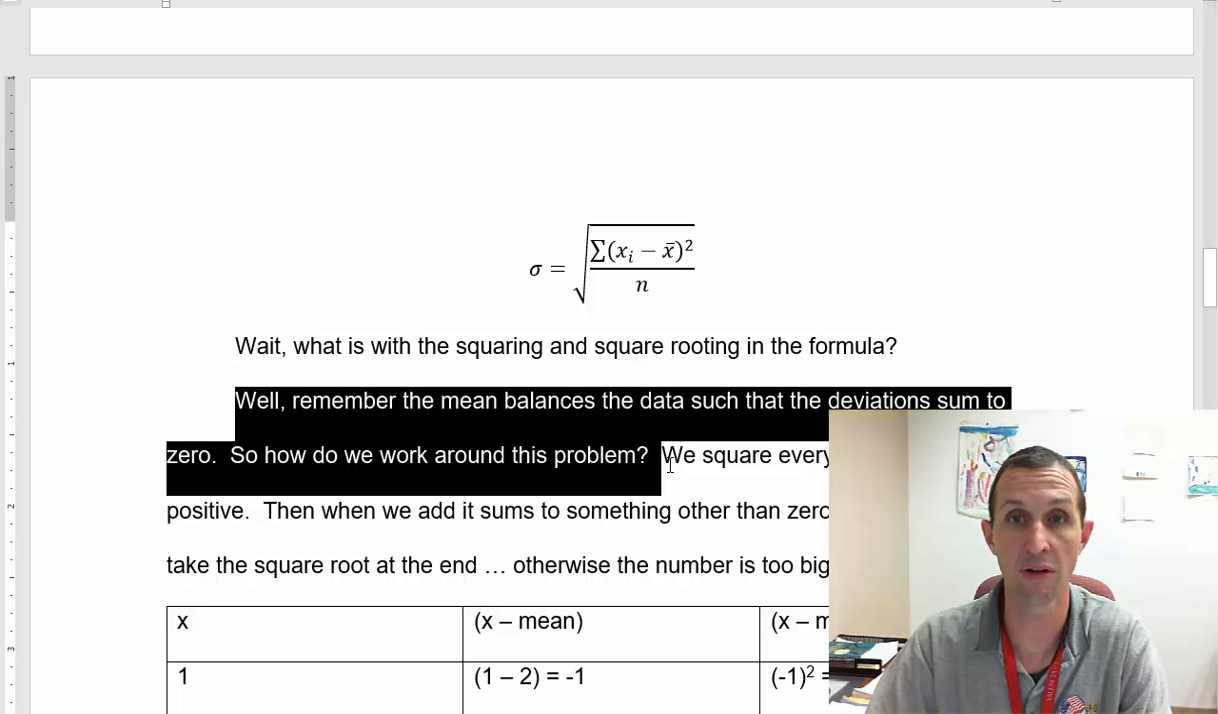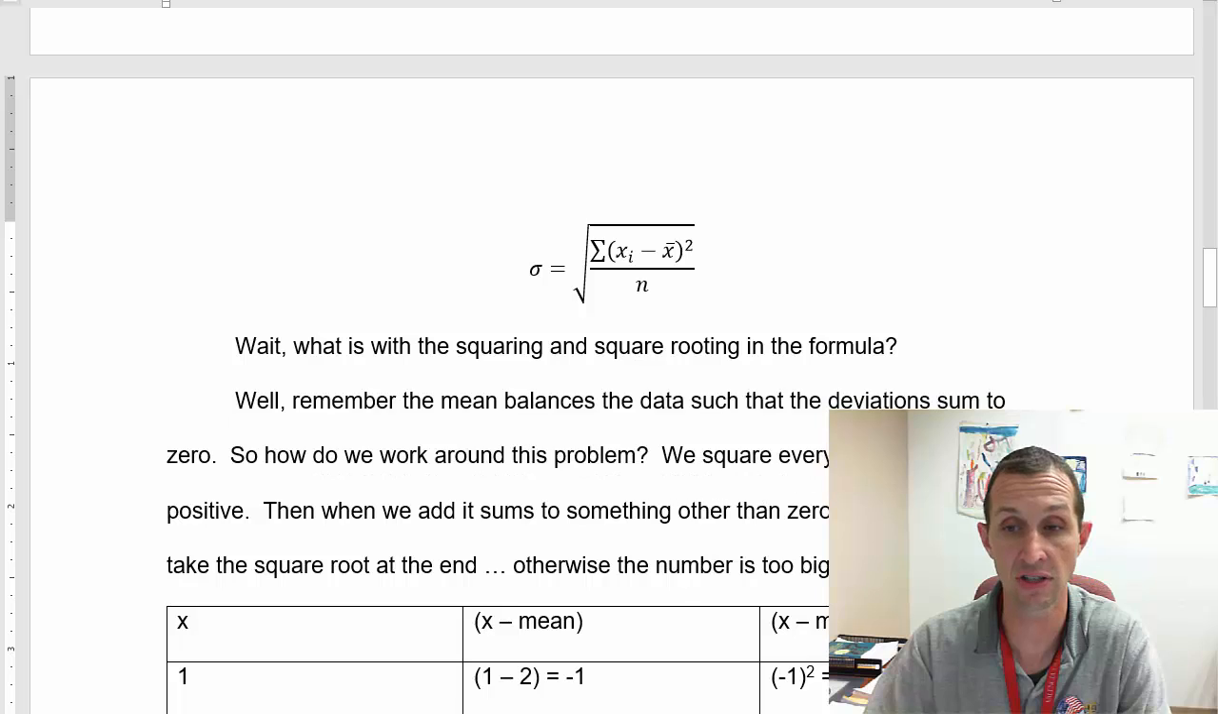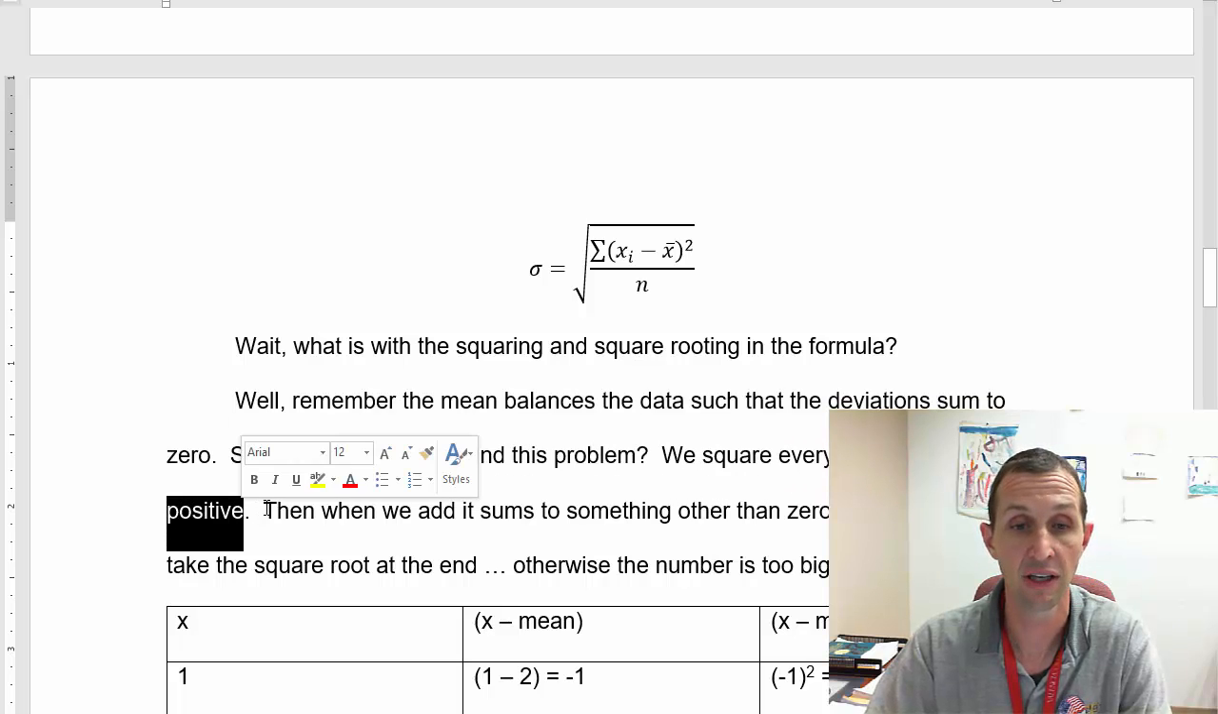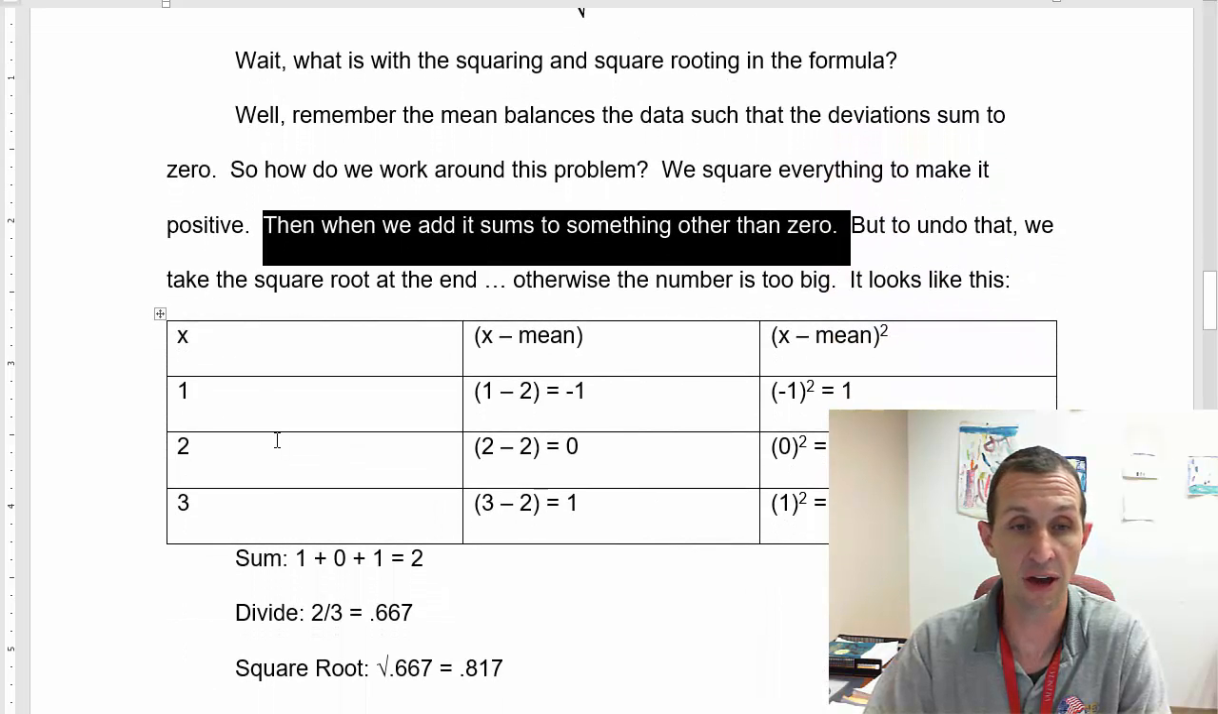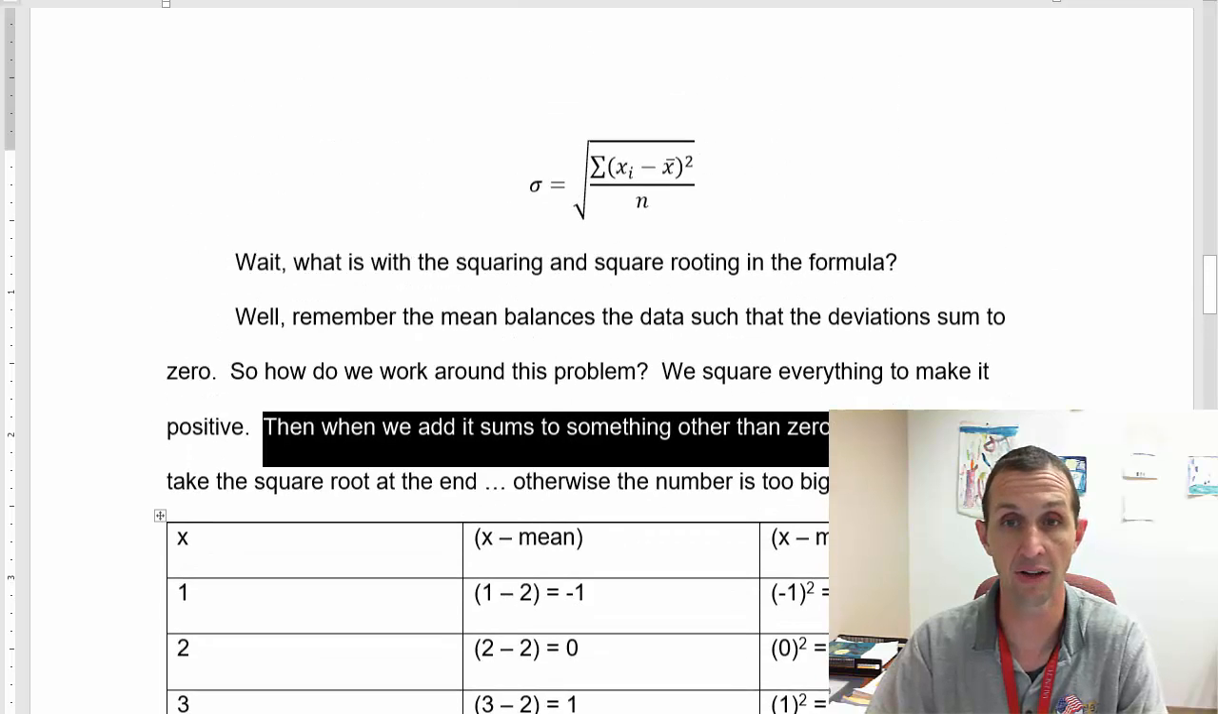So how do we work around this problem? Well, we square everything, right? So I square all of those deviations to make them positive. Then we add them to get something that sums to other than 0, right? So if you think about it, if you've got 1, 2, and 3, and you take their subtractions from the mean, you get -1, 0, and +1. If I add those up, I get 0, right? But if I square them, I have a +1, a 0, and another +1. Now they don't sum to 0. They sum to something else.